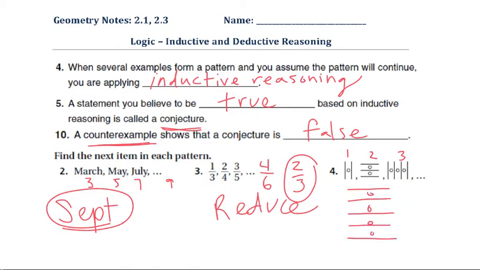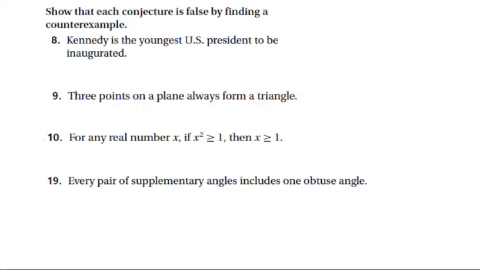This is where we're going to use the counterexample idea, and that is that we need to figure out if our statement is true or false. If it is false, we need to give an example of where it is false. So in this first one, when we talk about Kennedy as the youngest U.S. president to be inaugurated, you first have to know that Kennedy was 43 when he started as president, and he is not the youngest president. Teddy Roosevelt was actually the youngest, and he was 42 years old.